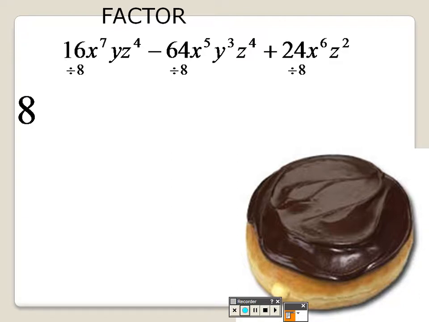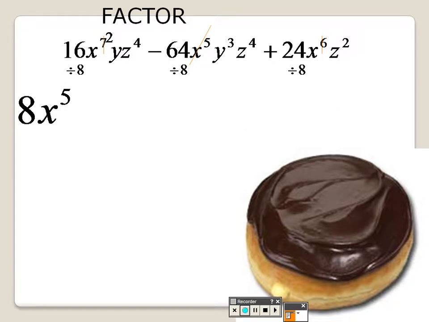16 divided by 8. We also have 64 divided by 8 and 24 divided by 8. So I can take that out. Looking at the x's first, and I notice that there are 5 x's in the middle term. And there are at least 5 x's in the last term, leaving me with 1 x left over in the last term. And there's at least 5 x's in the first term, which will leave me with 2 x's in that one. So what that means is I'm taking 5 x's out.